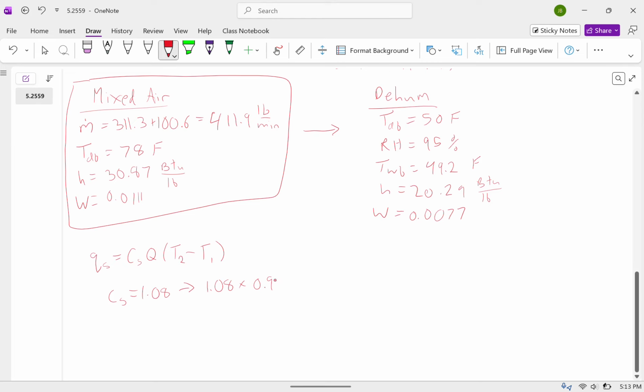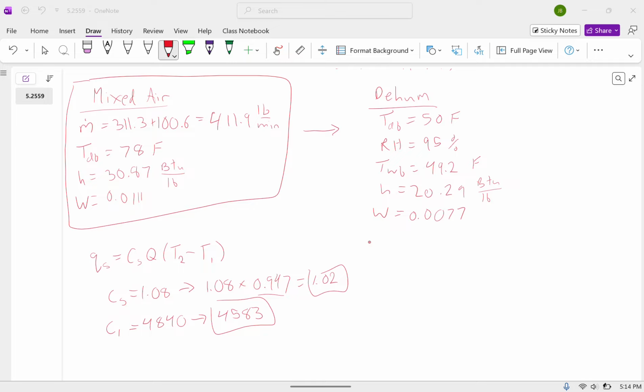But we have our altitude adjustment for this example. We're at 1,500 feet above sea level. So using our altitude adjustment factor from before, we can adjust our CS value to a revised value of 1.02. And similarly with our latent value of CL, which starts at 4,840, revising it with our altitude adjustment gives us a new value of 4,583. This CL value is used in our latent cooling value, which looks very similar to our sensible cooling equation, but it is using the humidity ratio instead of our dry bulb temperature.